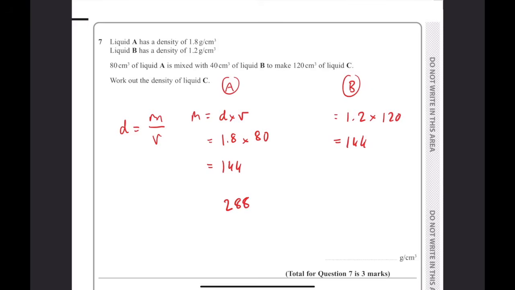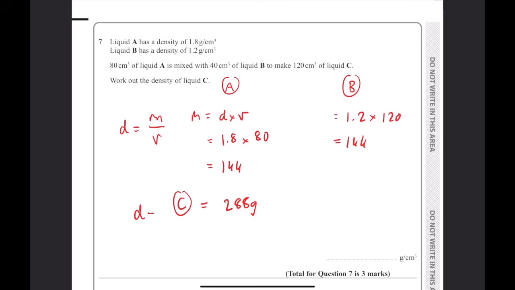B. So if we split this up into A and B, the mass is going to be the density multiplied by the volume. Now the density of A is 1.8 multiplied by 80, and the density of B is going to be 1.2 multiplied by 120. So if we pop both of those into the calculator, they are both equal to 144. Altogether, when we mix those up, it's going to be 288 grams for C.